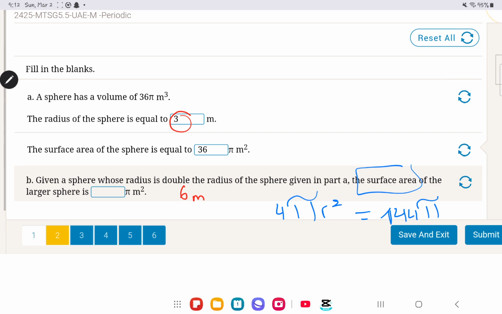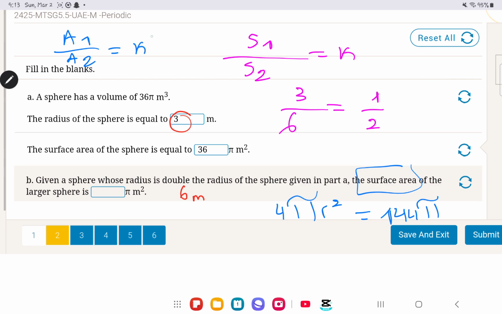using the similarity ratios. So very simply, you have the radius, which is the side. So let's do side 1 over side 2 is equal to the constant. So radius 1 is side 1, radius 2 is side 2, it's equal to the constant, which is 1 over 2. Now they need us to find the surface area. We know that area 1 over area 2 is equal to the constant squared. So area 1 is 36 pi over area 2, equal to the constant squared. So square this, you are going to get 1 over 4.